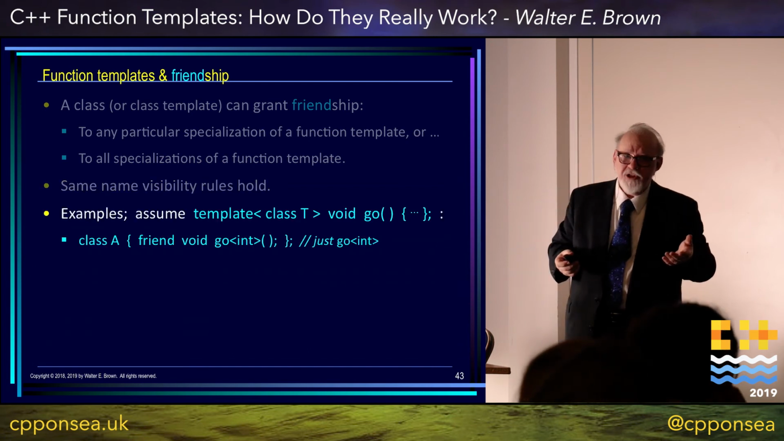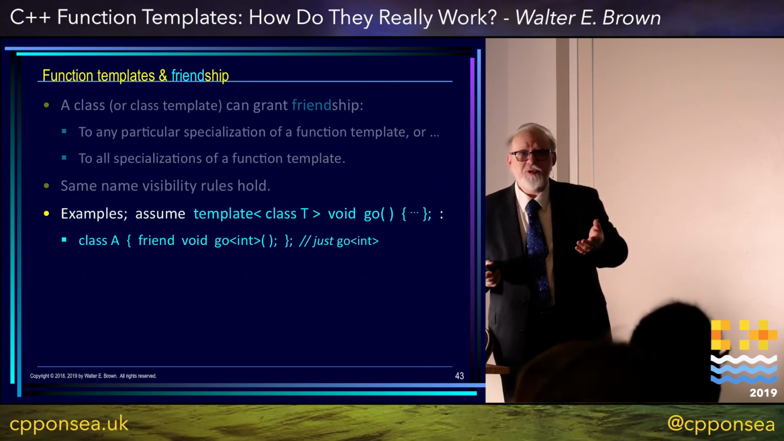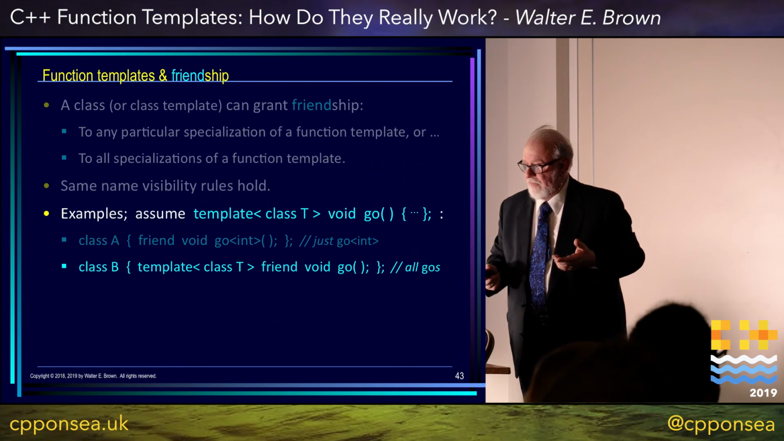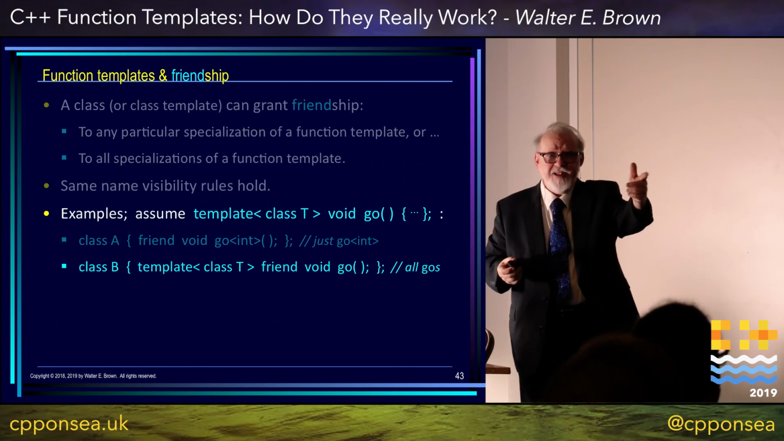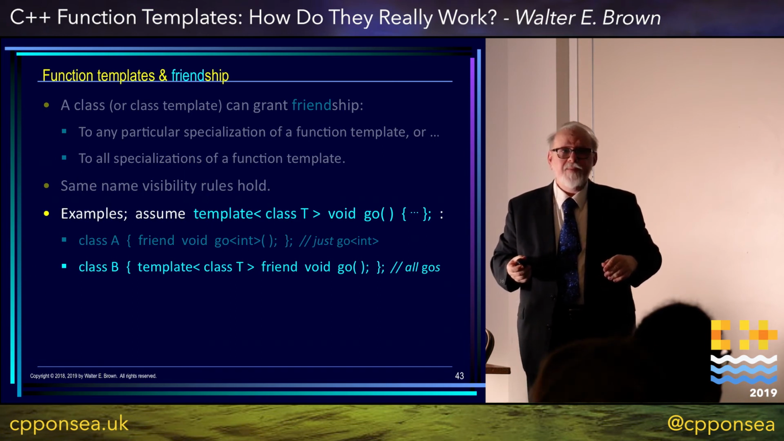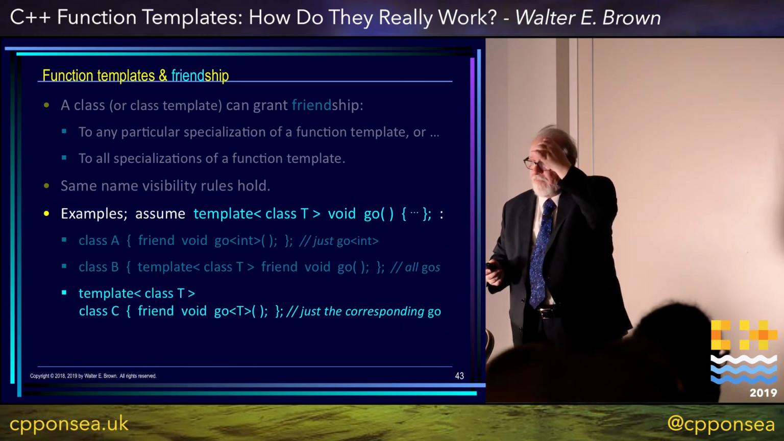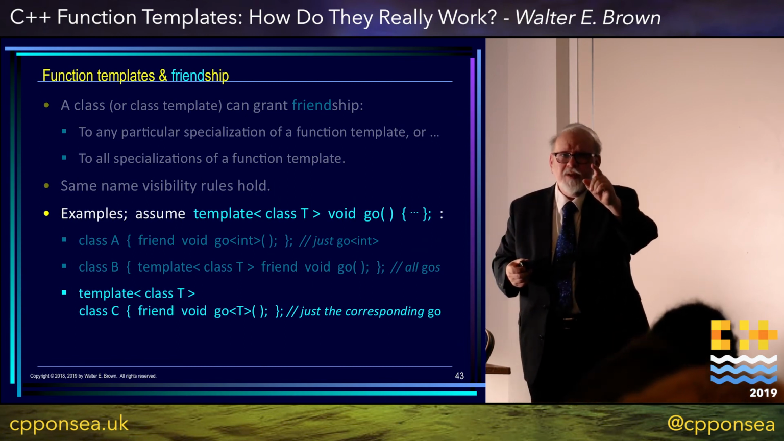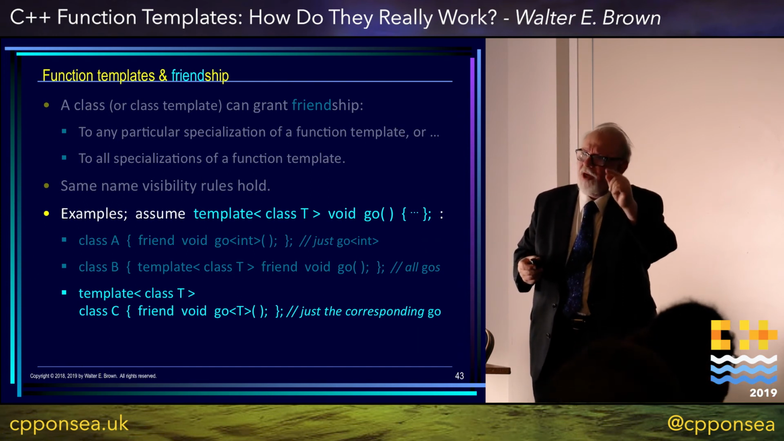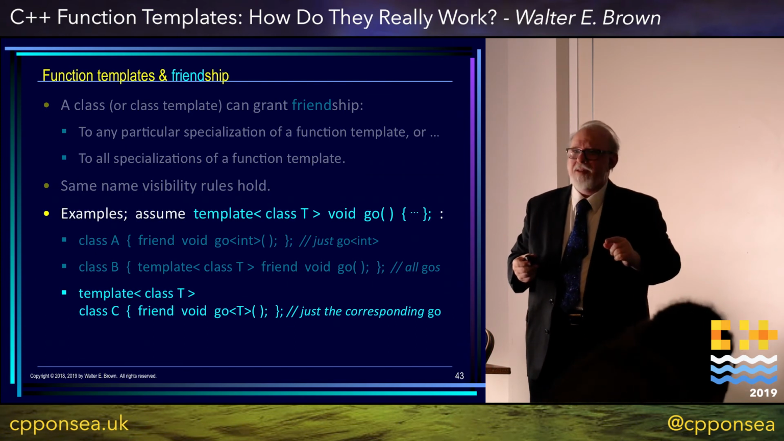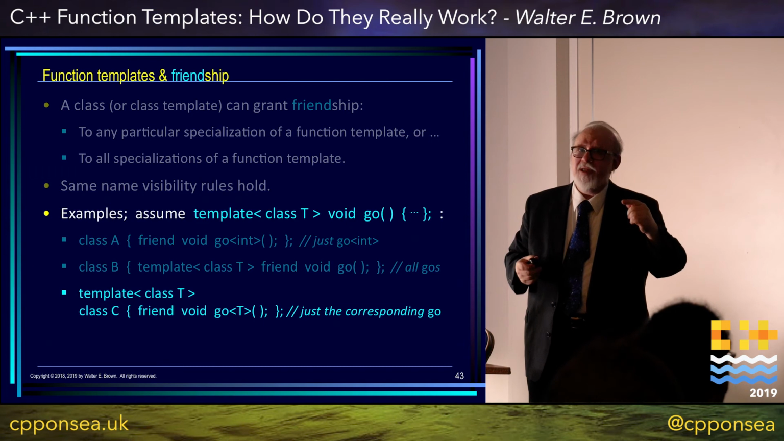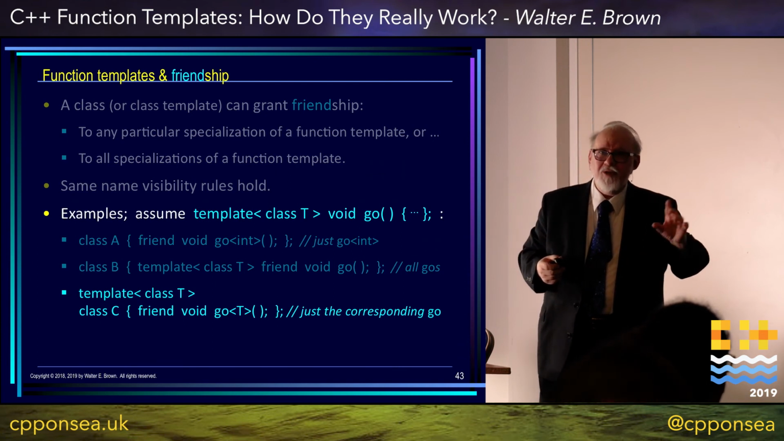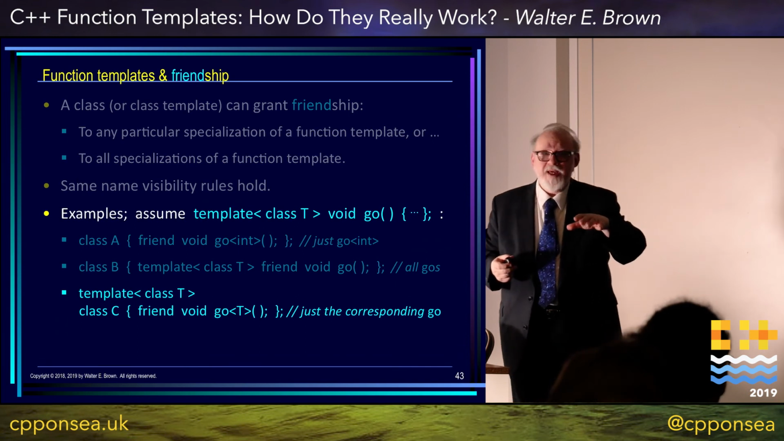Okay? So assume I have a function template go. I grant friendship to go of int. So only go of int is my friend. Or I can say, hey, all you guys named Go, you're all my friends. And I can even tune it. If I'm a function template, I can say, hey, you function Go who has the same template argument that I do, you and only you are my friend. But if there's a second instantiation of the class template, it'll have a different instantiation of the function template as a friend. Okay? So just some things to think about. We have choices. We have some choices here.